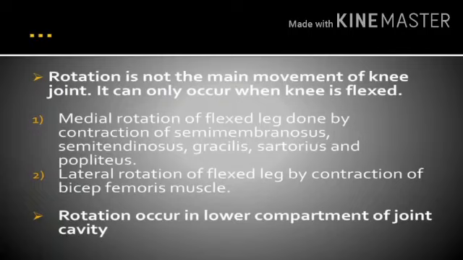Rotation is not the main movement. It can only occur when your knee is flexed. Medial rotation of the flexed leg is done by contraction of semimembranosus, semitendinosus, gracilis, sartorius and popliteus muscles, because these are all present on the medial side. Lateral rotation of the flexed leg is done only by contraction of the biceps femoris muscle. Rotation occurs in the lower compartment of the joint cavity.